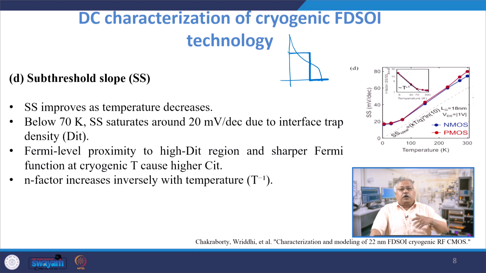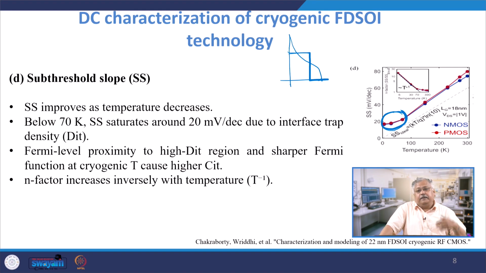Which means that at 4.2 Kelvin, because of incomplete ionization as well as because of a large amount of CIT and DIT, your subthreshold slope saturates at 20 millivolts. That is what you see here, right. As the temperature reduces, subthreshold slope reduces for sure, and somewhere around low temperature, around 70 Kelvin or 50 Kelvin, it saturates to a value of 20 millivolts per decade, independent of whether it is an NMOS or a PMOS. Because this is for NMOS and PMOS with LG of 18 nanometer and VDS of 1 volt, and this is for both the devices, NMOS and PMOS, correct.